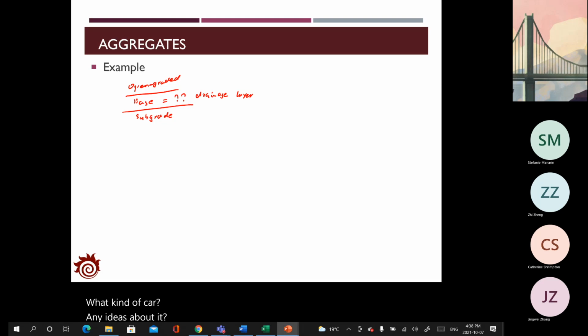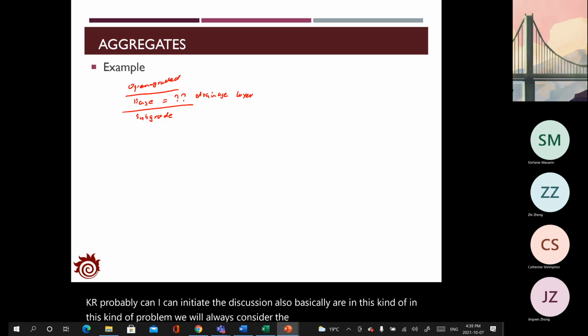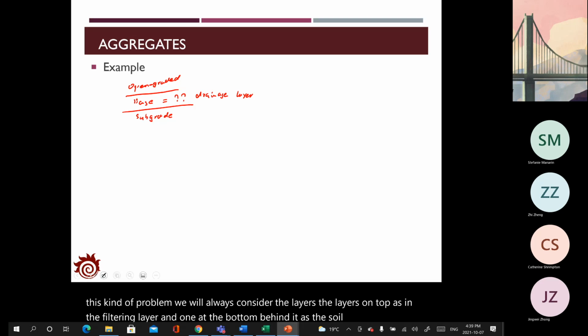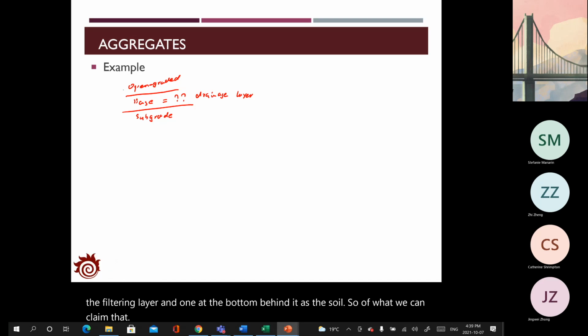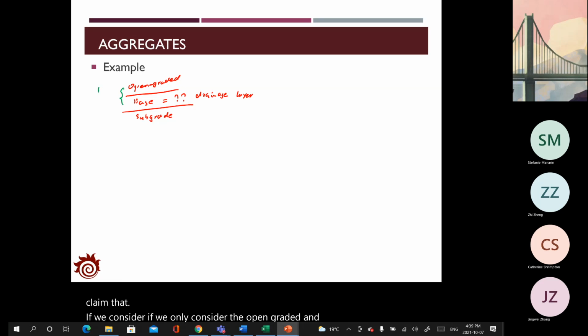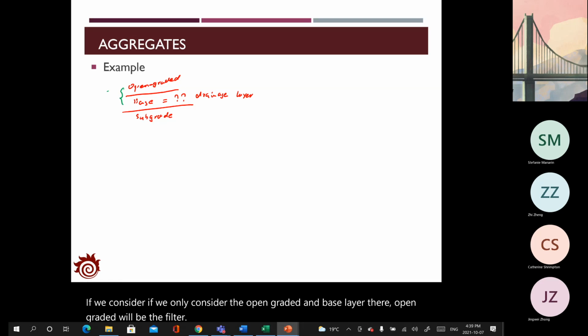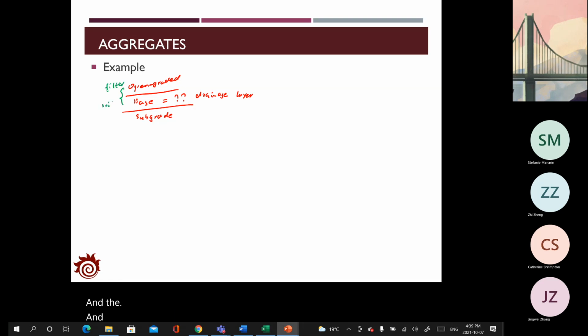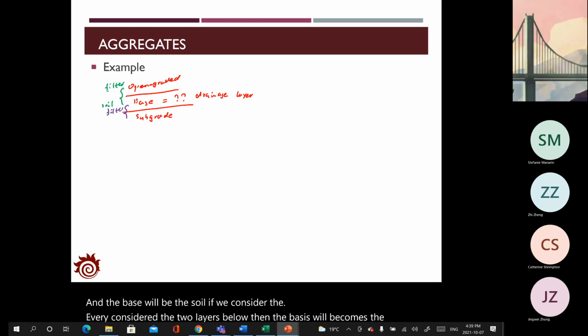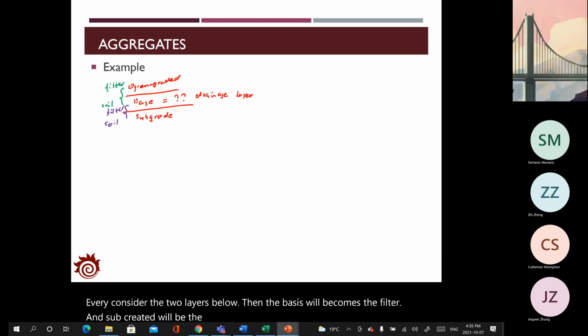Okay, probably I can initiate the discussion. Basically, in this kind of problem, we always consider the layer on top as the filtering layer, and the one at the bottom behind it as the soil. If we only consider the open graded and the base layer, the open graded will be the filter and the base will be the soil. If we consider the two layers below, then the base will become the filter and the subgrade will be the soil. We have to make sure that both combinations are satisfied.